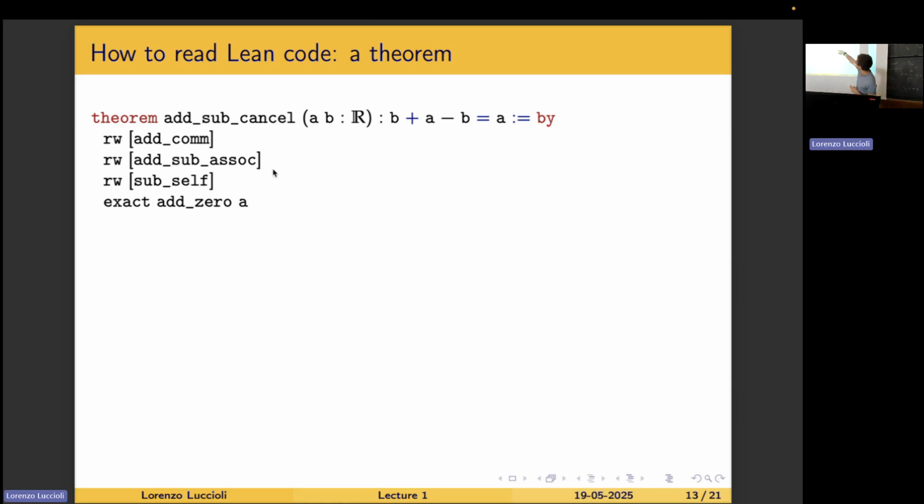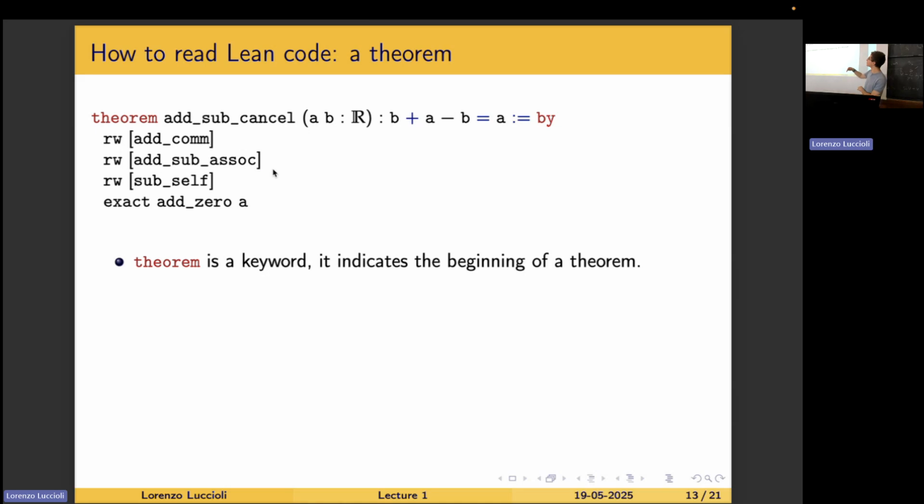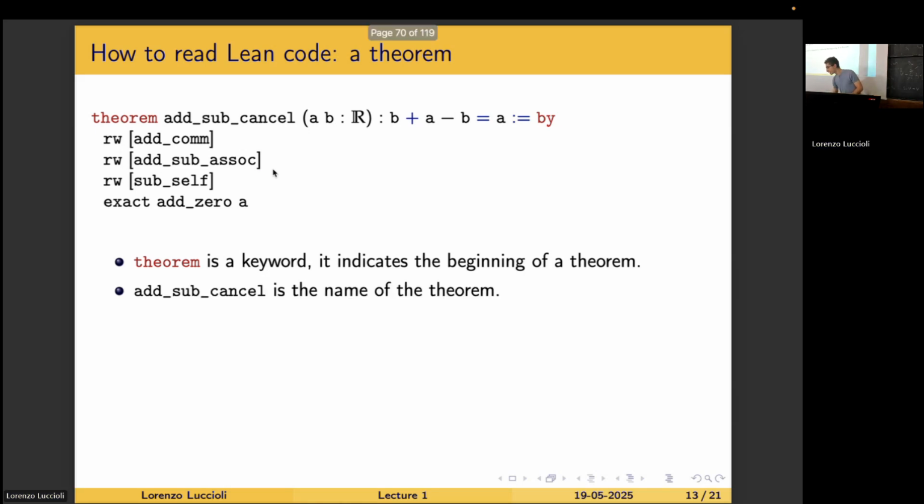This is, if I remember correctly, the same theorem I've shown you before. It's a very basic theorem, which says that b plus (c minus b) is c. And how do you read this? Well, we start with the theorem keyword. As I said before, if we had written lemma here, it would be exactly the same thing. We're just telling Lean that we're going to give it a theorem. Then we give the name of the theorem, just like a definition.